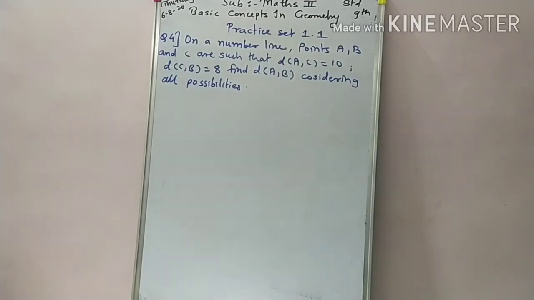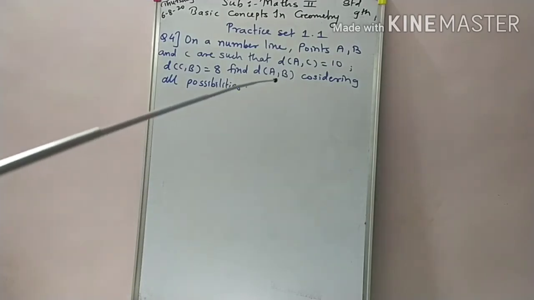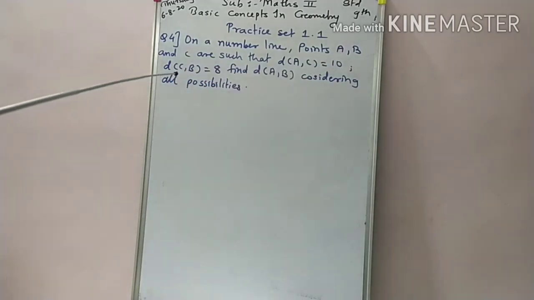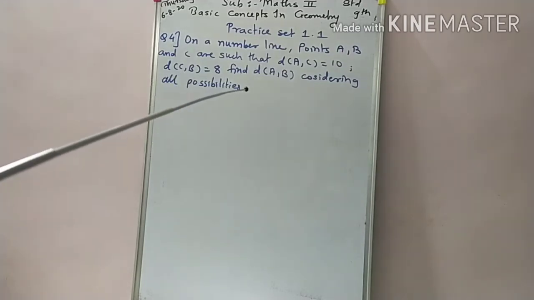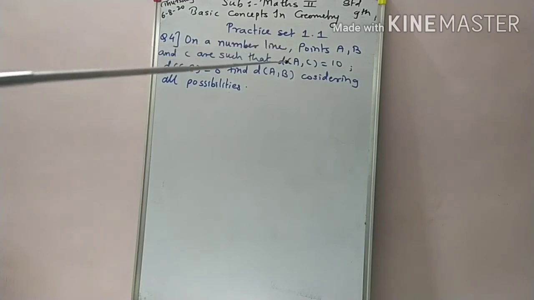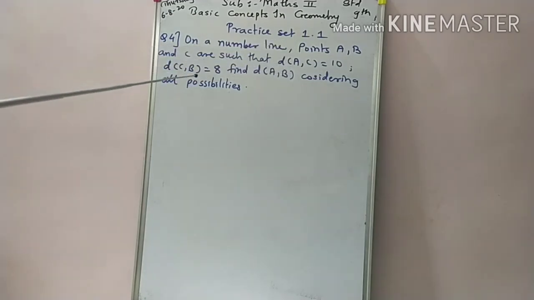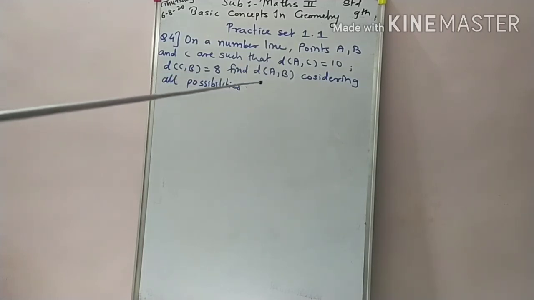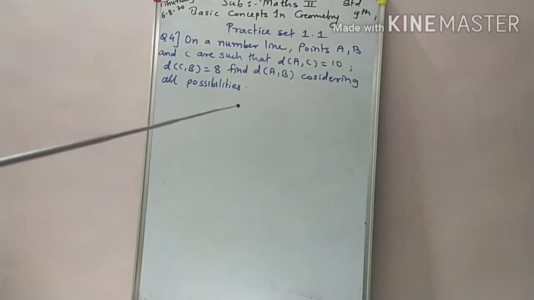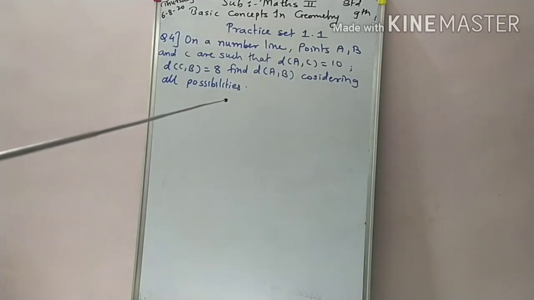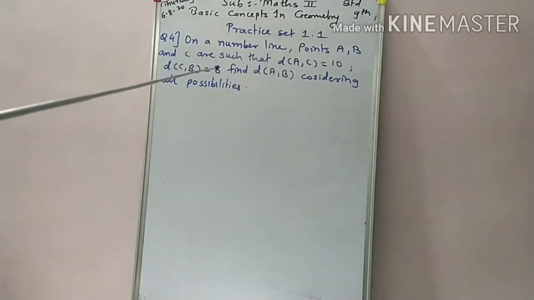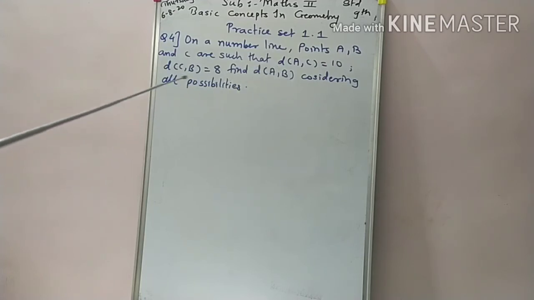Given that on a number line points A, B, C are such that distance between A and C is 10, distance CB is equal to 8, then find distance AB considering all possibilities. So here we have given two pairs, that the distance AC is 10 and distance CB is 8, and we have to find the distance between A and B considering all possibilities. Considering all possibilities means what? The points A, B, C are on a number line, which means the points are collinear, but which point lies in between the other two is not given.